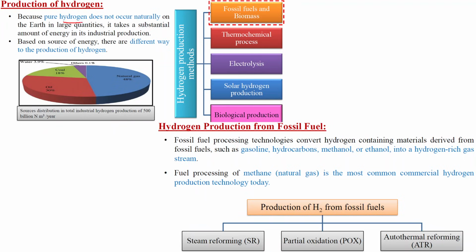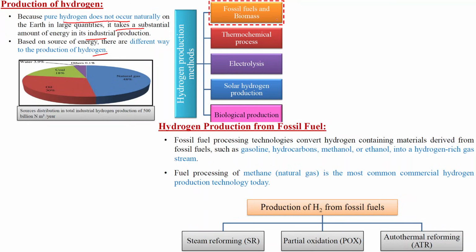Because pure hydrogen does not occur naturally, as I told. It is available on Earth in a combined state in other elements. So it takes a substantial amount of energy in its industrial production. Because it is not freely available, we need to do different kinds of processing to extract hydrogen. Based on the source of energy, there are different ways for the production of hydrogen. So these are some of the ways of hydrogen production which we will be discussing today.